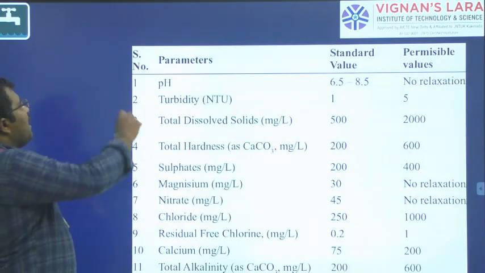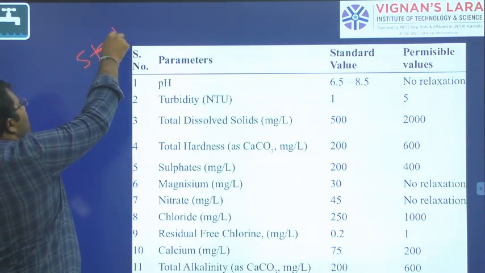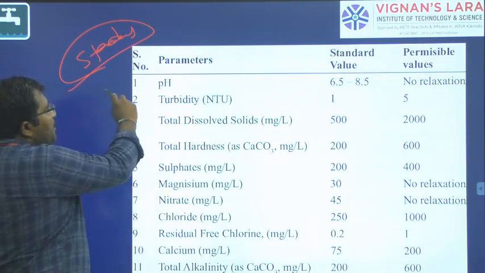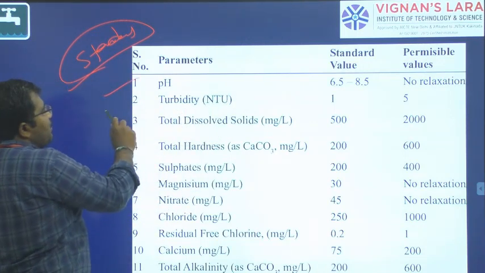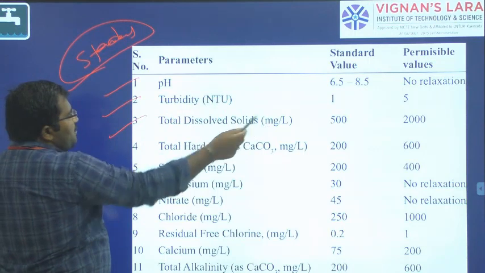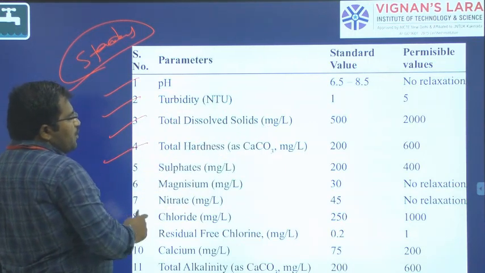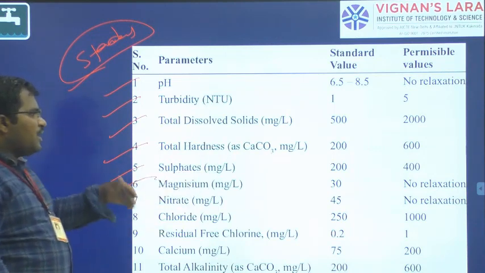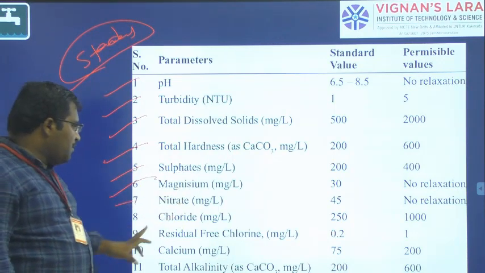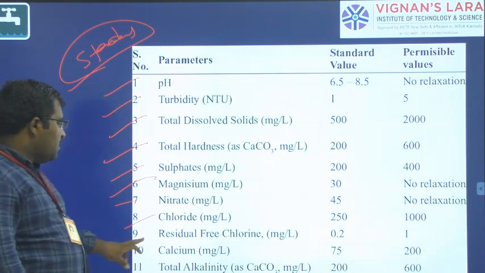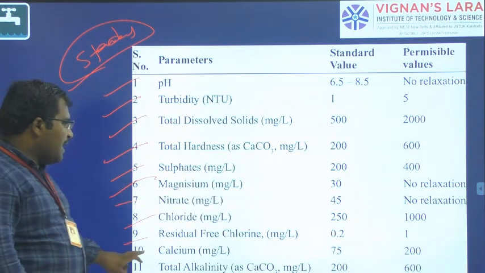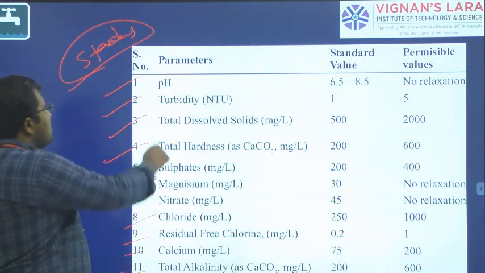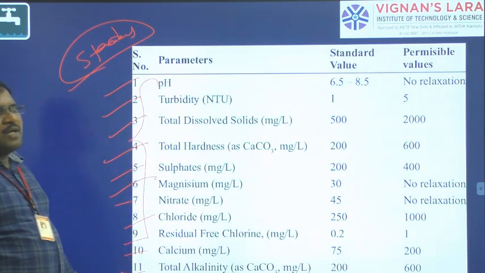So finally we are going to have the drinking water standards, IS 10,500, right? So the values are like this. For pH value it is 6.5 to 8.5, turbidity 1 to 5, TDS 500 to 2000, total hardness 200 to 600, sulfates 200 to 400, magnesium 30 maximum only, nitrates 45, chlorides 250 to 1000, residual chlorine 0.2, calcium 75 to 200, total alkalinity 200 to 600. Okay, these are very important things for the examination point.